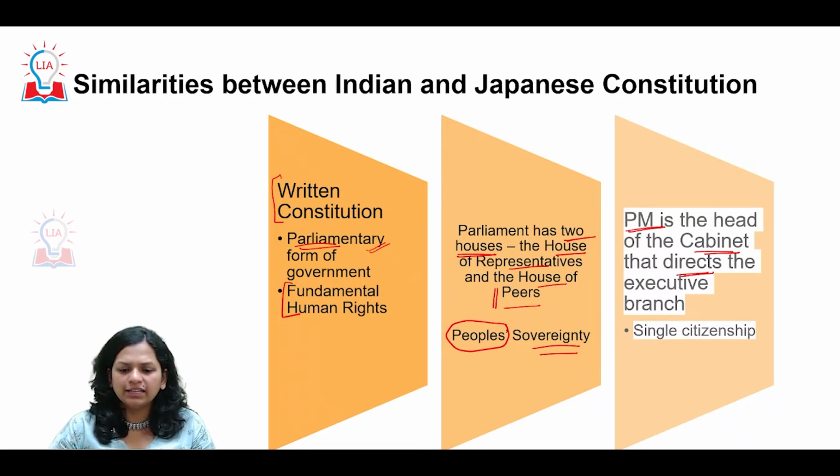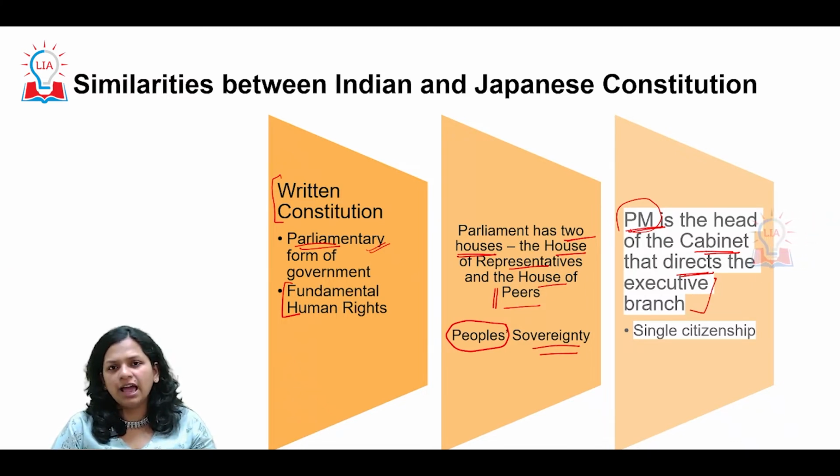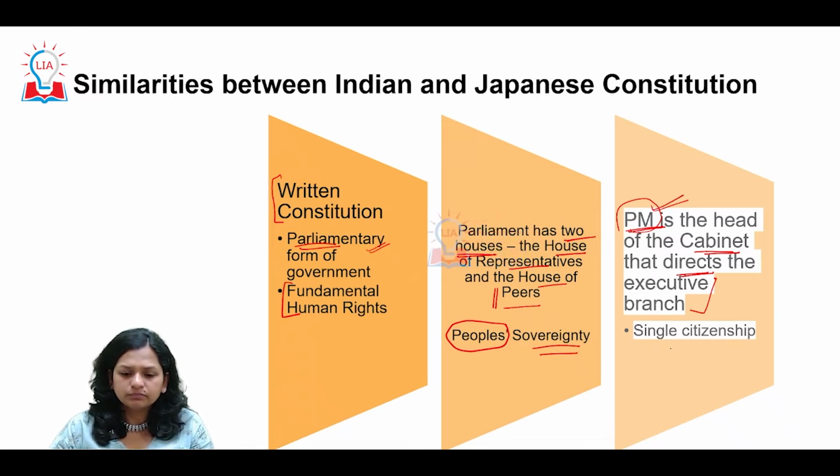All right, so he is heading this particular cabinet, and the cabinet is the one who directs the entire executive branch. In India, the political executive and the permanent executive are both, in some way or the other, under the control or supervision of the prime minister. In the same way, we have the entire executive in Japan under the leadership of the prime minister. Both India and Japan have single citizenship.